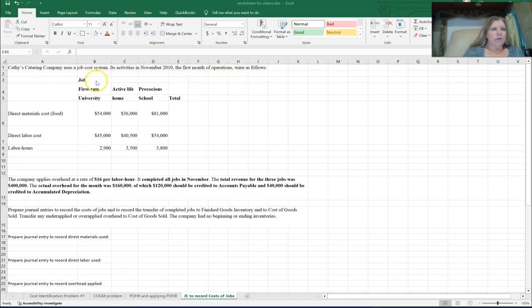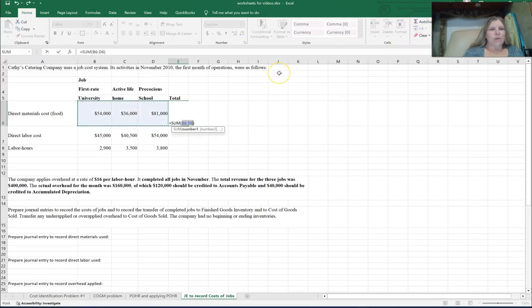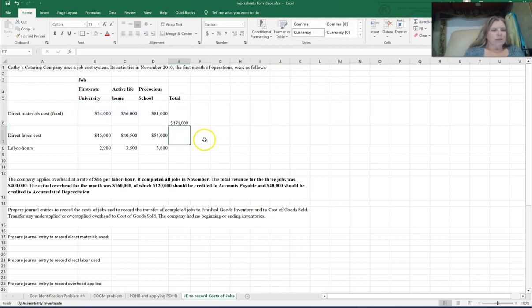So they have jobs First Rate University, Active Life Home, and Precocious School. So they've given us the direct material costs for all the food. So the only thing we have to do there is add them all up. So I'm going to use the auto sum feature, and it's going to automatically sum those up for us. So $171,000 is the total direct materials cost.